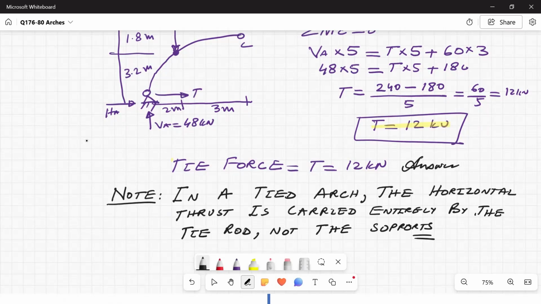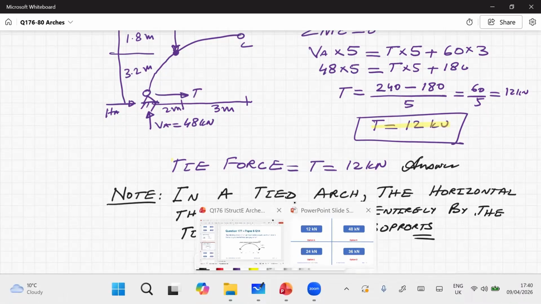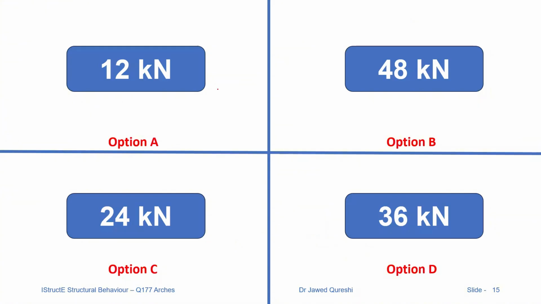So the correct answer is 12 kilonewton. Let's see what options do we have. So option A is the correct answer, and all other answers are wrong. Option B is incorrect, 48 is incorrect. Option C is incorrect as well, which is 24. And option D, 36 kilonewton, is incorrect as well. So correct answer is option A. Now tell me, did you get this right?